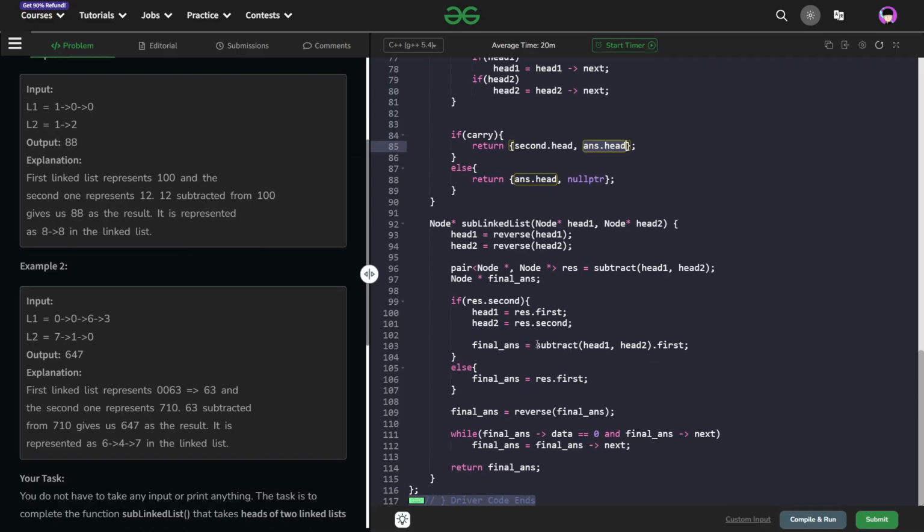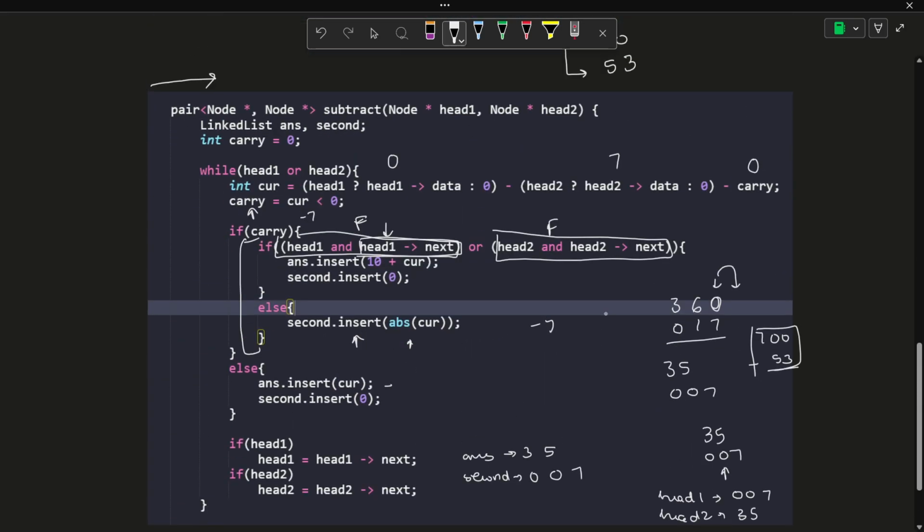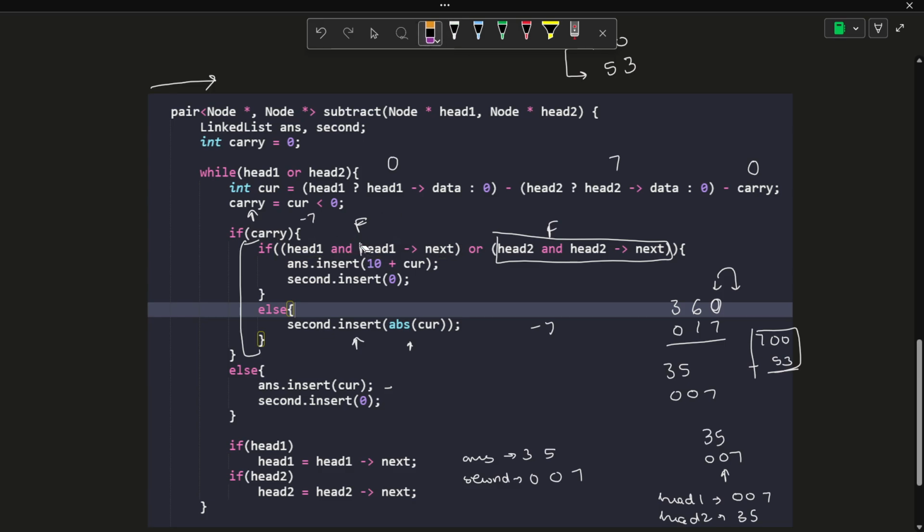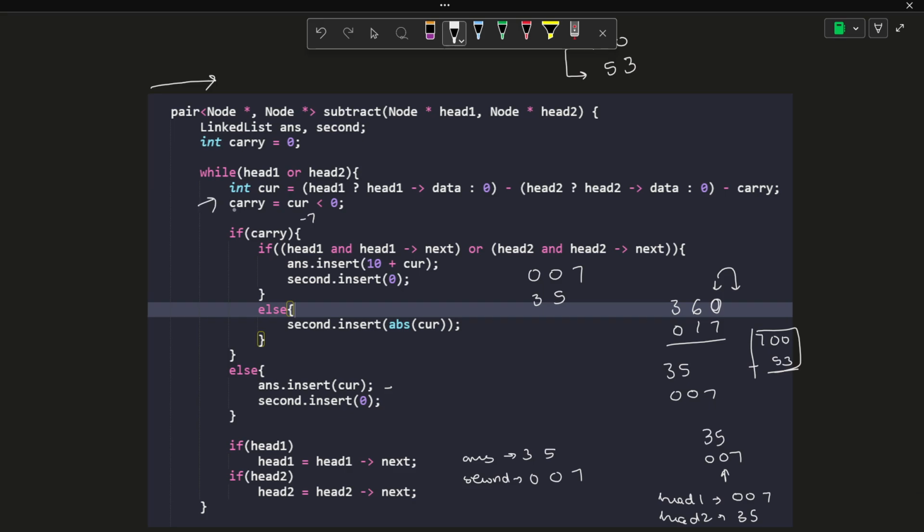Now I am again going to perform the subtraction operation on head 1 and head 2. So basically the same subtraction operation, it's just that the numbers are now changed. So the function is still the same. I'm just going to remove all of this. So let me just quickly remove this. So in this particular case, I will have 007 now, and then I'll have 35. So I come here at this particular position.